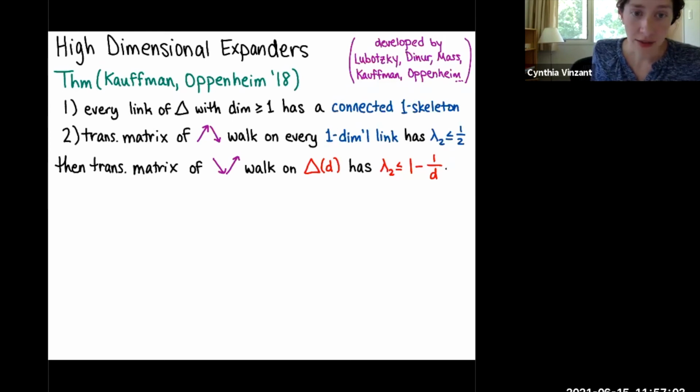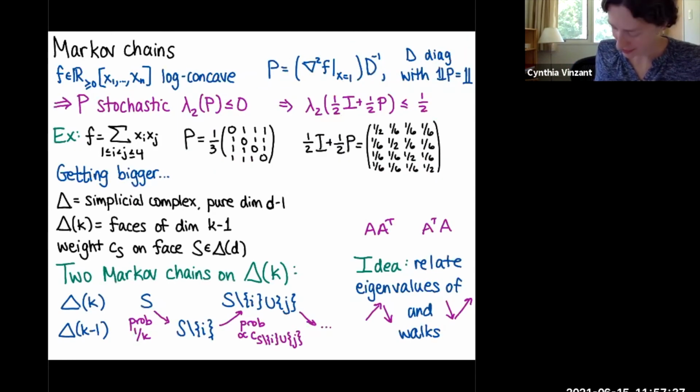then the transition matrix on the top dimensional faces, which is potentially huge, like an n choose d size matrix, the second eigenvalue of this transition matrix is bounded away from 1 by 1 over d. So the second eigenvalue is at most 1 minus 1 over d. And this really follows from the technical details of this relation on eigenvalues. I'm not going to tell you.